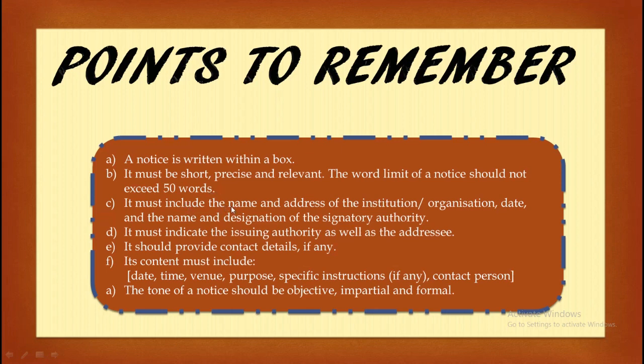Next thing, it must include the name and address of the institution or organization, date, and the name and designation of the signatory authority. All these things are discussed in the format of the notice writing, which we'll be doing later on as well. It must indicate the issuing authority as well as the addressee. So who is issuing this notice, who has given this notice, and who is the addressee. Addressee means for whom this notice is being put. So who is issuing it and who is receiving the information from that notice.